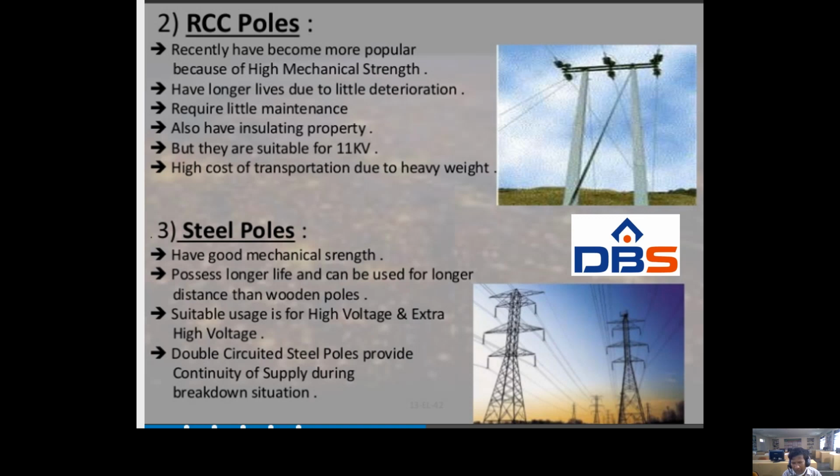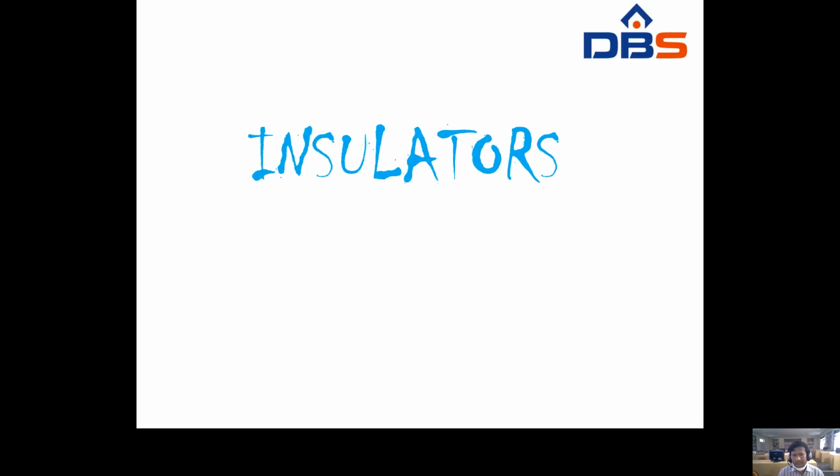So what is the overhead system, and what are the components of the overhead system? The components are insulators, conductors, and line supporters. Right? Now let's go to the main topic, that is insulators.